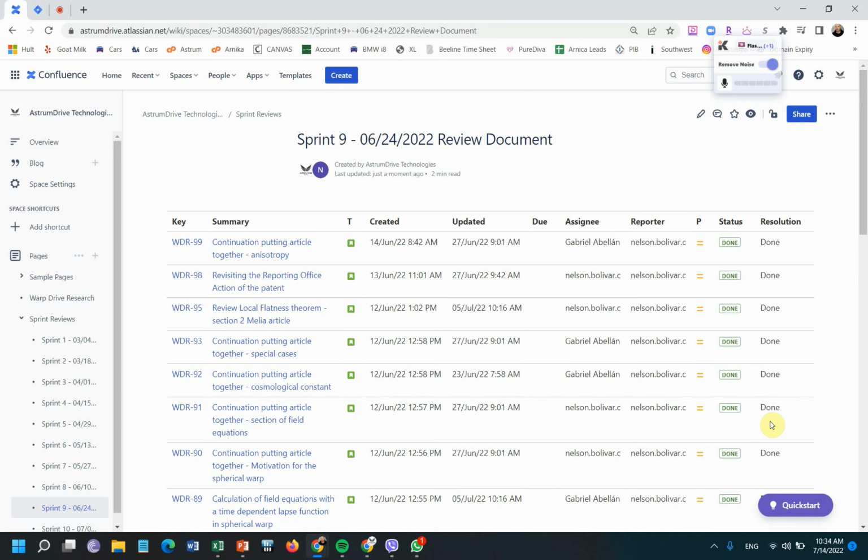This is quite nice, and we expect to have this done by this sprint. And I'm really going to encourage you guys to take a look at this article once it's published.